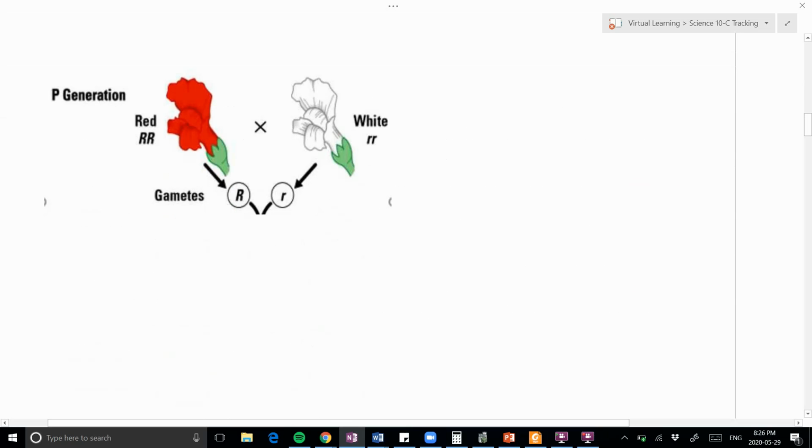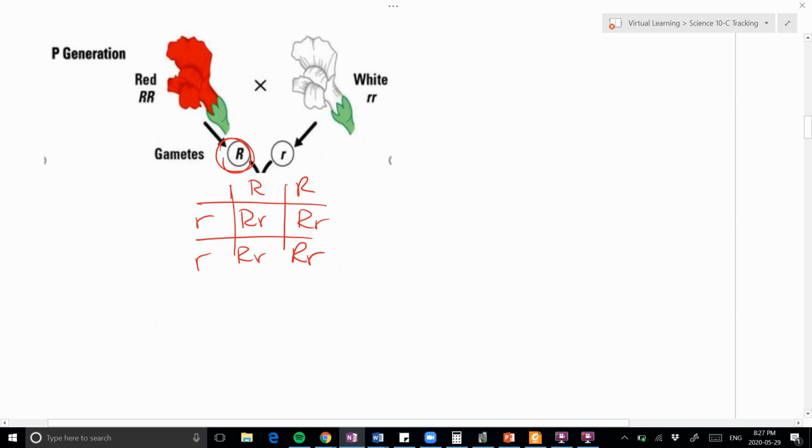So what we've been looking at so far would be like if we had red and white, we would do a Punnett square to see what the possible phenotypes are, right? So we have RR being crossed with RR. All of our offspring look the same here. And because this is dominant, this would be 100% red, right? All of our offspring would be red.